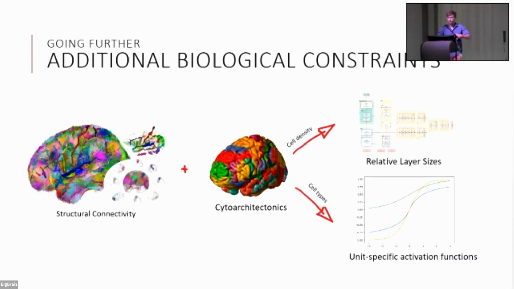And then two last remarks. We have so far only inspired our model on structural connectivity, but there are also other options where we can really use data like the ones that many of you provide here. For instance, we want to use cytoarchitectonics to extract cell densities and sizes of different areas in order to inspire our model with regard to the relative sizes of the layers, that is the number of units there, as well as cell types, in order to also simulate cell types in the model by using unit-specific activation functions.